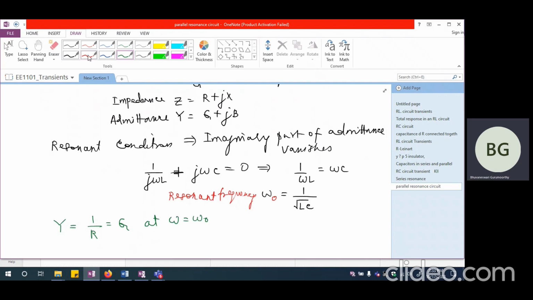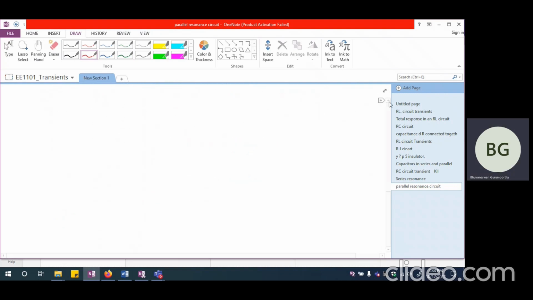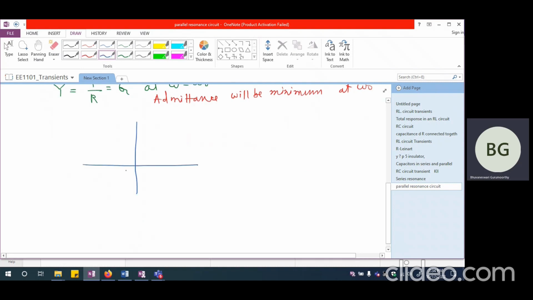Okay, that means the admittance will be minimum at omega naught. So if I try to plot how the admittance varies with respect to frequency, let me just draw it like this. This is going to be omega naught, and omega increases in this direction. So this is the variation of admittance. So admittance is minimum here.